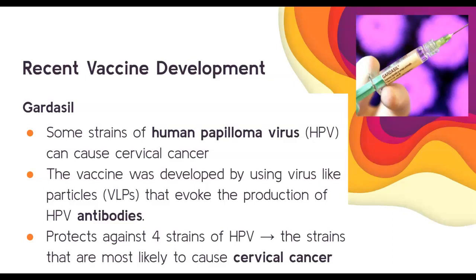The vaccine was developed by using virus-like particles. All right. So some of those proteins that are like byproducts of that virus infecting the body evoke the production of the HPV antibodies, the antibodies that will help fight the disease. This vaccine specifically protects against 4 strains of HPV.